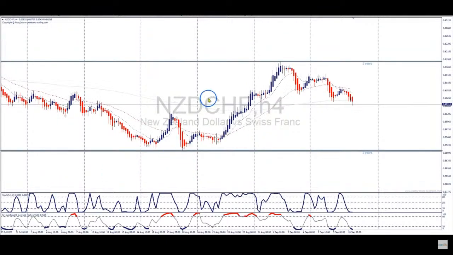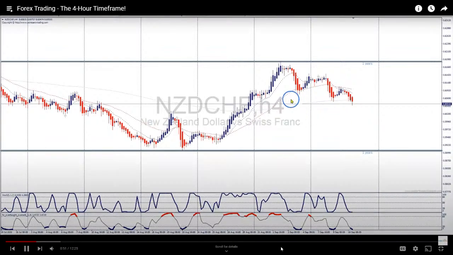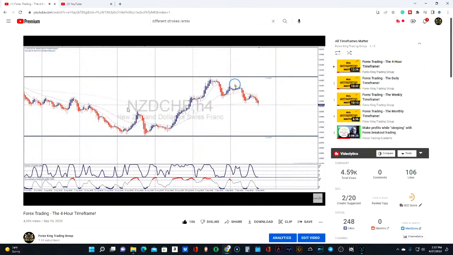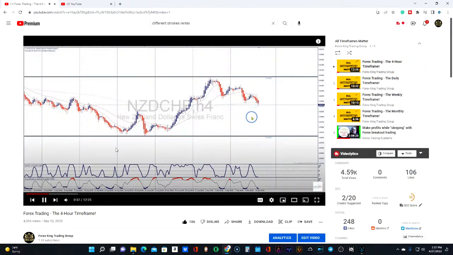Now remember guys, your only job as a Forex trader is to locate the high or the low of the time frame that you're trading. Since we're going to be looking at the 4-hour time frame for this video, then your job is to locate either the high or the low of the week, because the 4-hour time frame from line to line shows what price has done for the week.